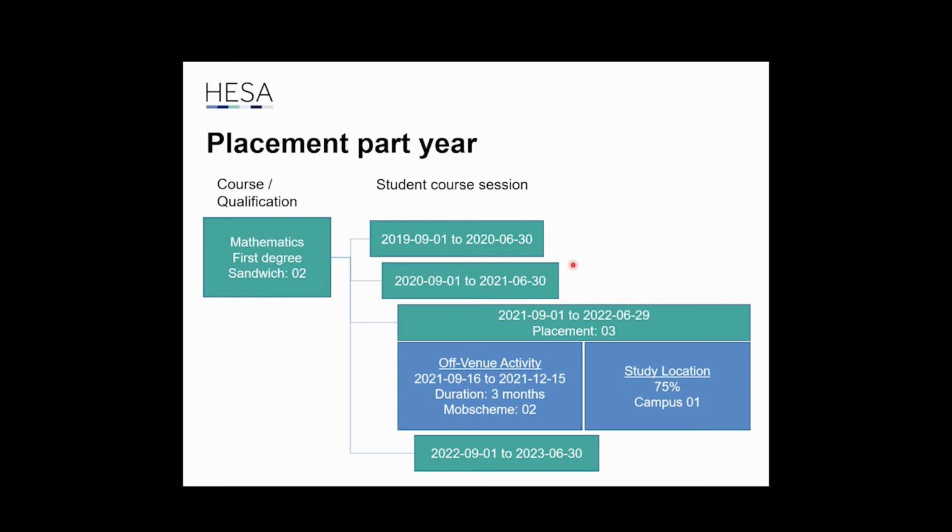So they're doing year 1 and year 2 of the program as everyone else is. And then in year 3, they flag that this is a placement 03, which is, I think, other placement in the record, to tell us this is the year that they're doing their relevant sandwich placement. So they would return an off-venue activity to tell us what that student's actually doing, so how long they're going for and what type of activity they're doing. And because that's only for part of the student course session, we also need to see a study location for the other part of it. Say this is where the student is studying when they're actually on campus or at the provider. And then again, they finish off with their fourth year.